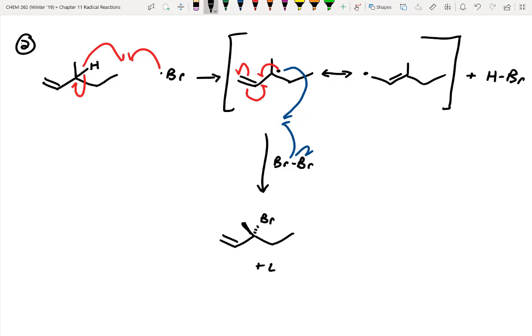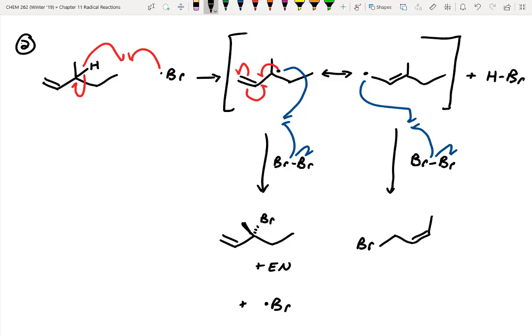And we would end up with a mixture of enantiomers, right? Because that bromine could add from the top face or the bottom face. And then we would also regenerate our bromine radical. Or we could have it react off of the other carbon, and we could say, well, this radical could grab the bromine as well. And just like before, we would regenerate our bromine radical.